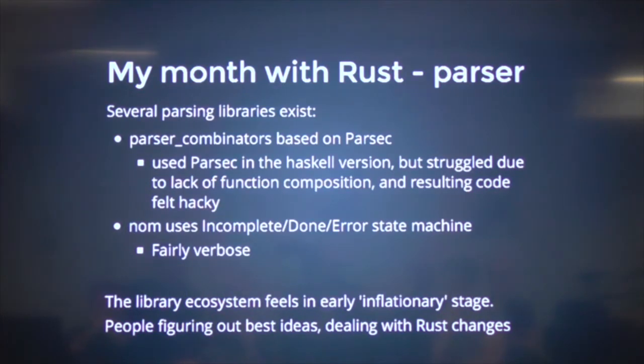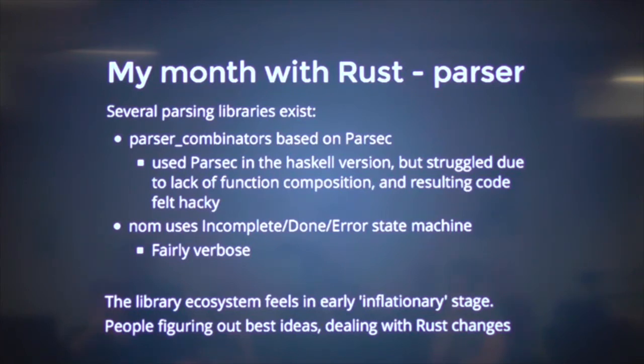So on to using the parser. There's a few parsing libraries. Parser combinator is based on Parsec. That's the first one I went for because my Haskell version of this application used Parsec. Unfortunately, Rust doesn't have a nice thing to do function composition, which I used fairly heavily in my Haskell code. So the code I ended up with was fairly hacky.